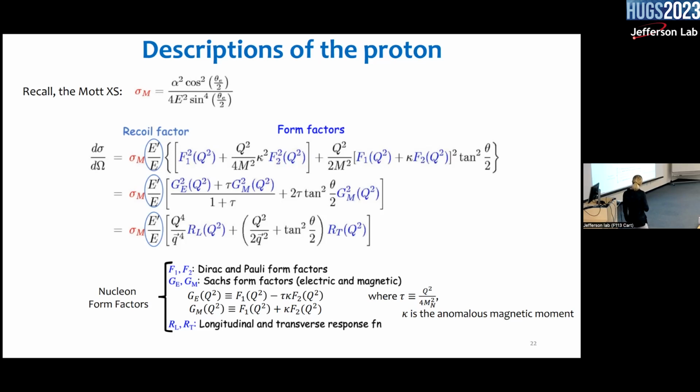Okay, so you can see that these are written in terms of F1 and F2. There's this tau and this kappa. Kappa is the anomalous magnetic moment, and tau is your Q squared over 4m squared. Then we'll talk about this probably later this afternoon again, but you can also rewrite this in terms of the longitudinal and transverse response functions.